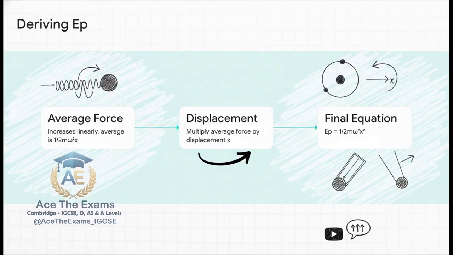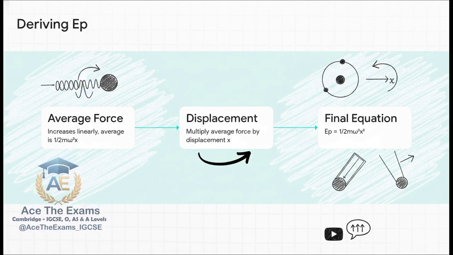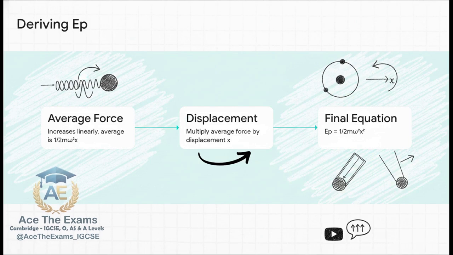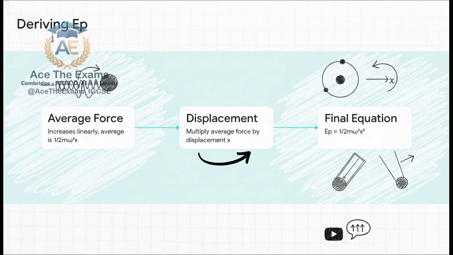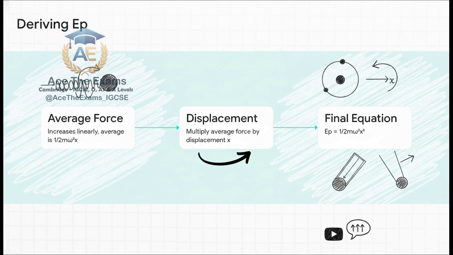And this brilliantly illustrates the elegance of the mathematics behind the physics. Because the restoring force increases perfectly linearly, starting from exactly 0 at the center equilibrium, all the way up to m omega squared x at displacement x, the average force is simply half of that maximum value. So our average force is 1/2 m omega squared x.